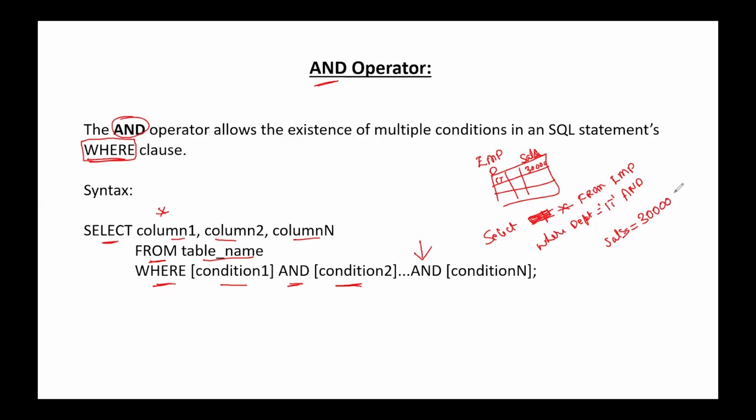This is also fine. In this situation, this particular query will search for the employee or tuple which satisfies department is equal to IT and salary is greater than or equal to 30,000. There may be one employee, there may be more than one employee. All the tuples which satisfy both these conditions will be retrieved and displayed. So that is how our AND operator works, right?